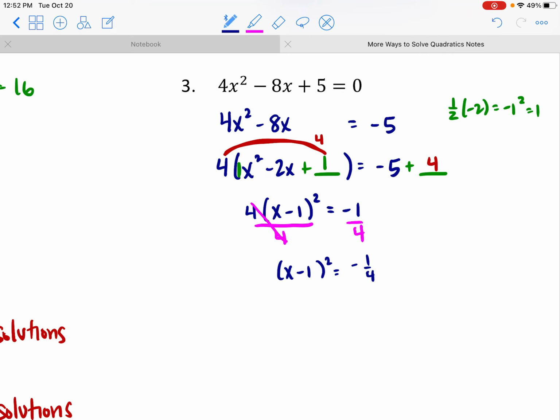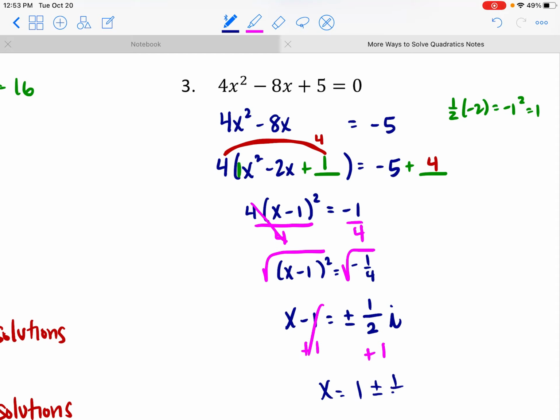Now I can square root both sides. So square root here, that's going to leave me x minus 1 equal to plus or minus. I can actually square root all of that. The square root of 1 is 1, the square root of 4 is 2, and the square root of the negative is i. So it's going to be plus or minus 1 half i, or i over 2. And then adding the 1 allows me to finish this monster. So I have 1 plus or minus 1 half i as my two solutions, two complex solutions.